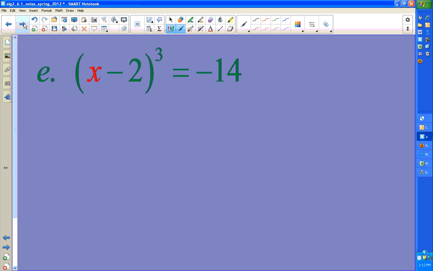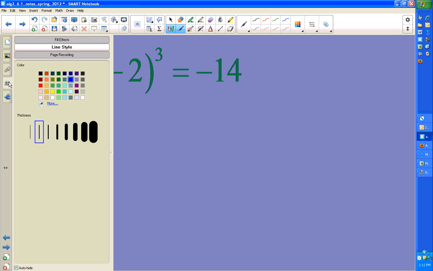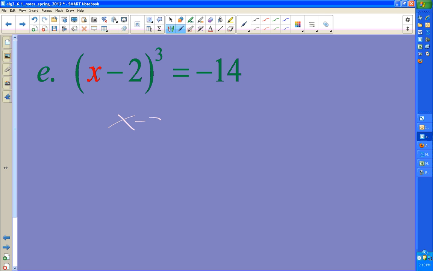All right, when you're solving here, cube root, so you're going to get x minus 2 is equal to the cube root of negative 14. You know what some of you are going to say next? What do you think some people are going to tell me about the cube root of negative 14 if we're solving? That there's no solution. You can't take the root of a negative. You can if the root is odd.